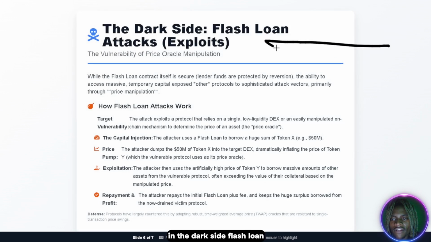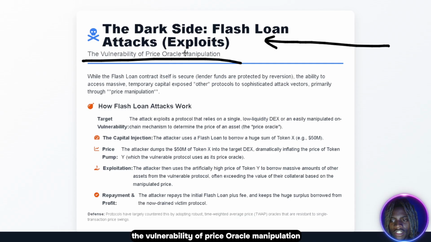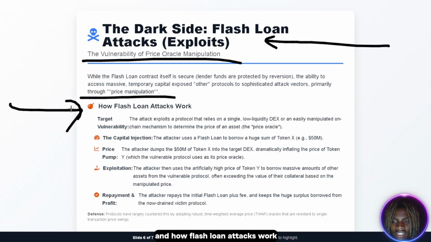And the dark side, flash loan attacks and exploits, the vulnerability of price oracle manipulation. So while the flash loan contract itself is secure, the lender funds are protected by reversion, and the ability to access massive temporary capital exposed other protocols to sophisticated attack vectors, primarily through price manipulation. And how flash loan attacks work.